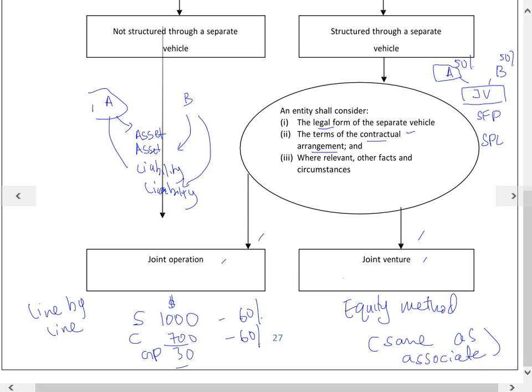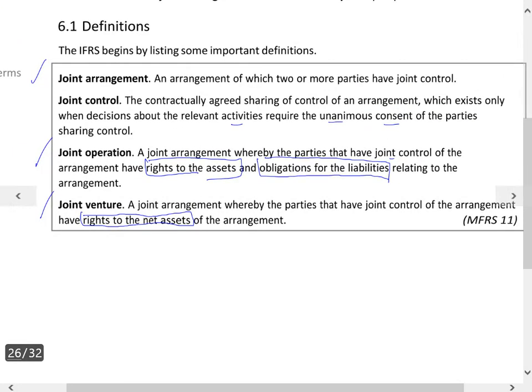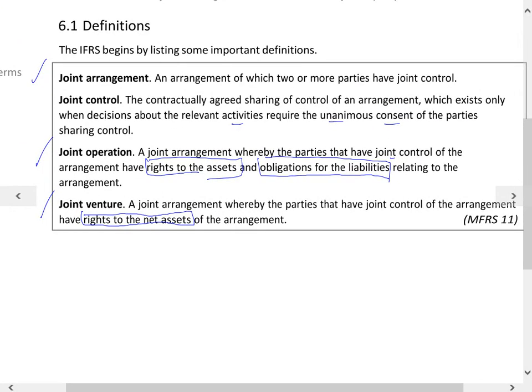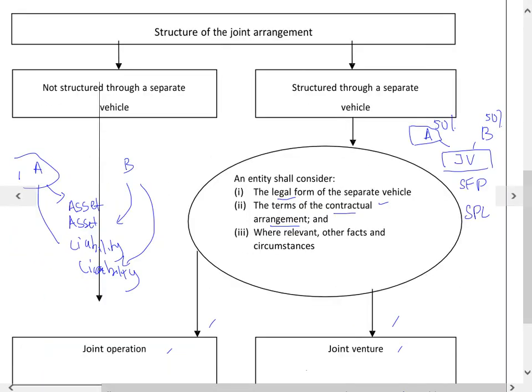And what do you mean by this line here? A joint venture means we set up a company, a joint arrangement where parties have joint control and have rights to the net asset. Rights to the net asset. Up here is right to the asset, obligation to the liability. But joint venture means rights to the net asset, meaning the joint venture will have their own assets. The joint venture will have their own liability.